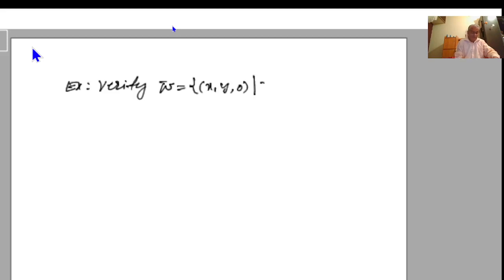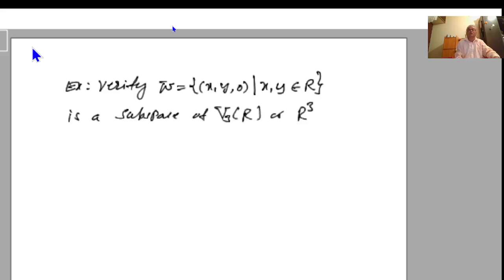In this video, we discuss some examples on subspaces of a vector space. An example: verify W is equal to (x, y, 0) such that x and y belong to R is a subspace of V3(R), or we write like this also.